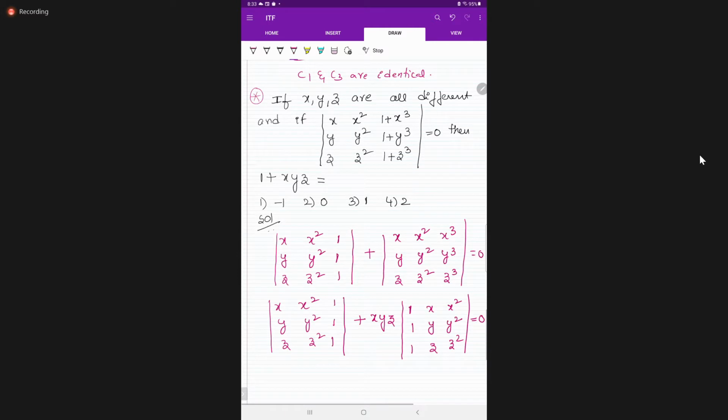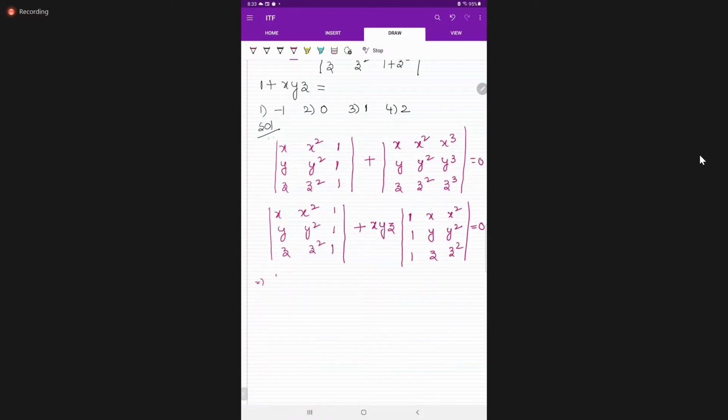Now, students, in the first determinant, we are applying property number 2. What is the property number 2? If any two rows or any two columns are interchanged, the sign of the value of the determinant changes. So first I'm taking this one. C1 is there, C3.